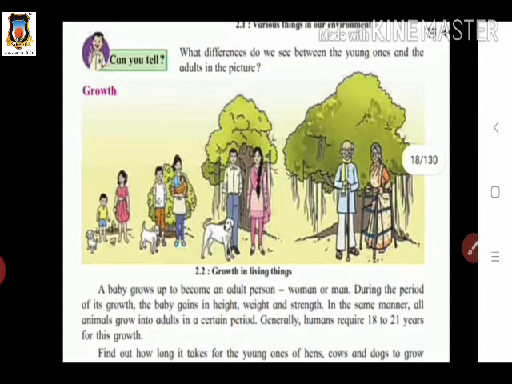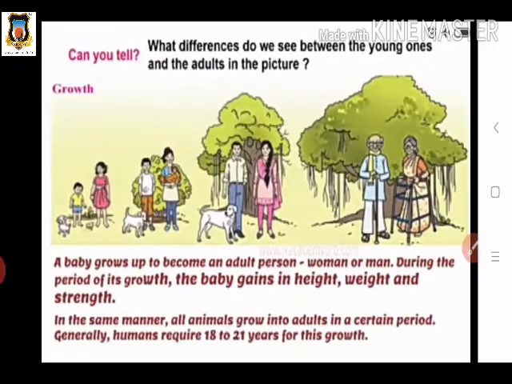Finally the growth is completed. After that age, their height doesn't increase. Their weight can increase, but height cannot. So here we see that human beings become adult up to age 18 to 21 years. Here you can also find out how long it takes for the young ones of hens, cows and dogs to grow.